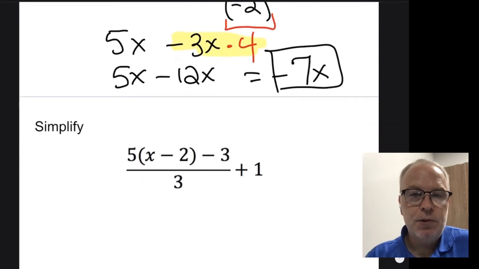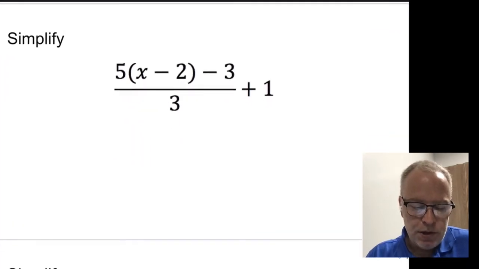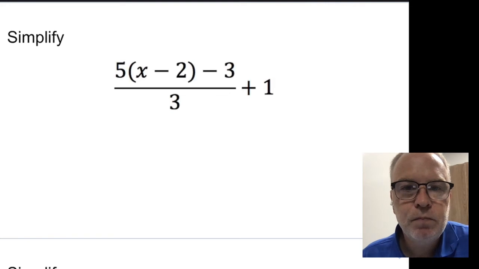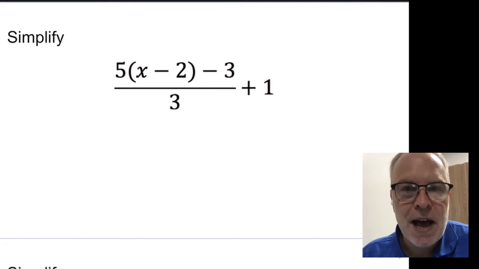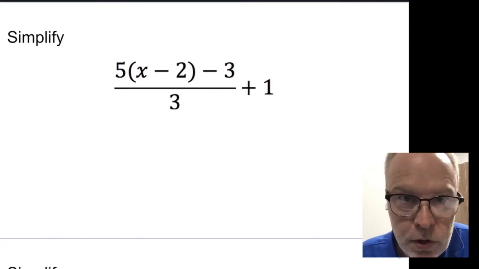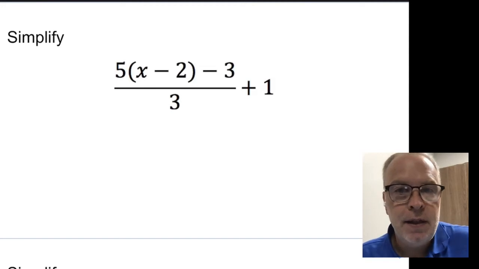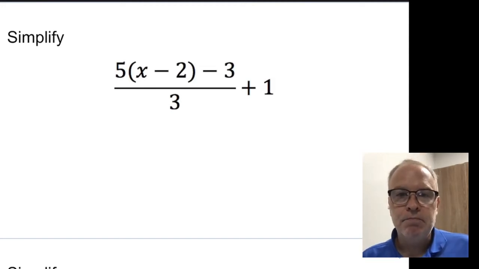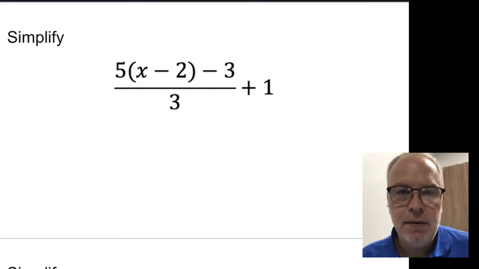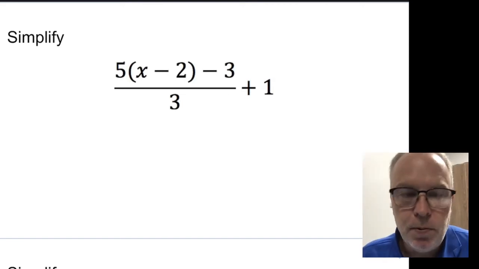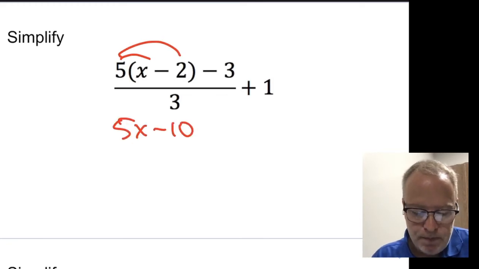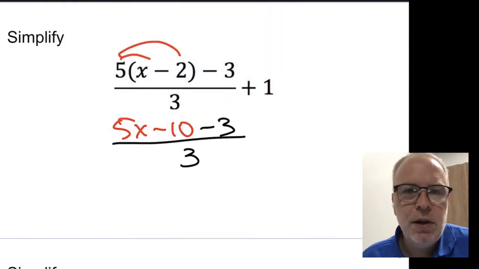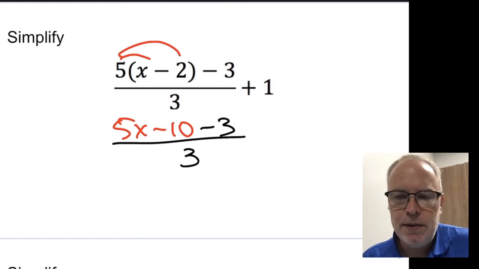All right, let's back up some more or move on down here. Simplify. Okay, sounds fun. So we do see a fraction, so we need to first of all not panic. That's the first thing that students all do, they panic, freak out, and they just give up and mark, I don't know, IDK on this one. We can do this. I'm going to do the distributive property on the top, and get 5x minus 10. I'll just rewrite the whole rest of the problem.